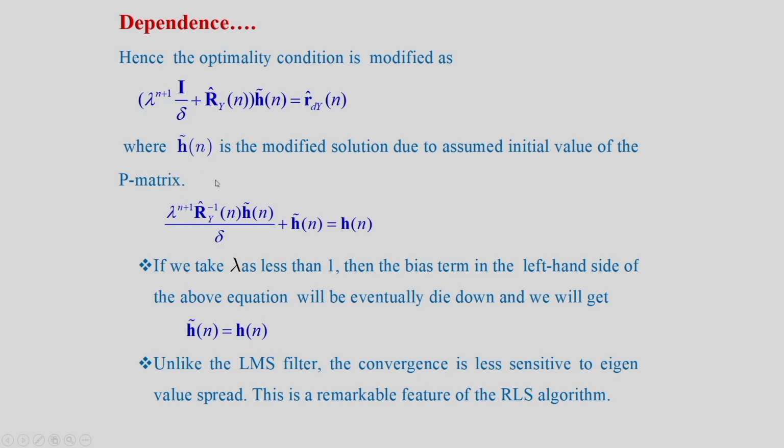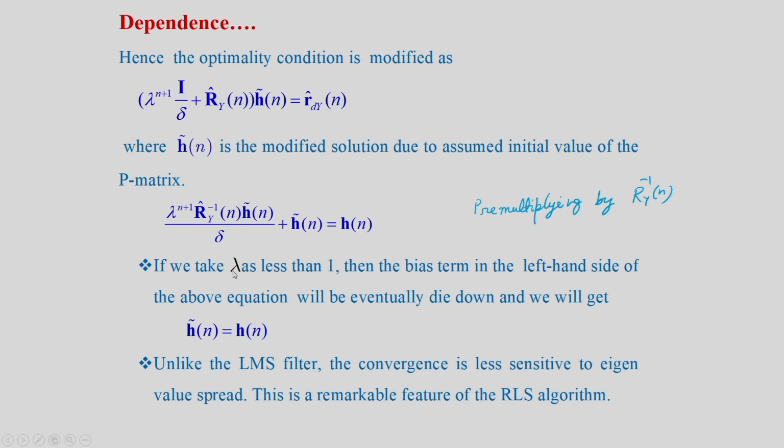Now, taking the inverse, we get, pre-multiplying by Ry hat inverse n. So, we are pre-multiplying here. So, Ry hat inverse n, here we are pre-multiplying, this will now be identity. So, h tilde n will be there, and here if we multiply it by Ry hat inverse n, then we will get h n. So, that way we get this relationship.